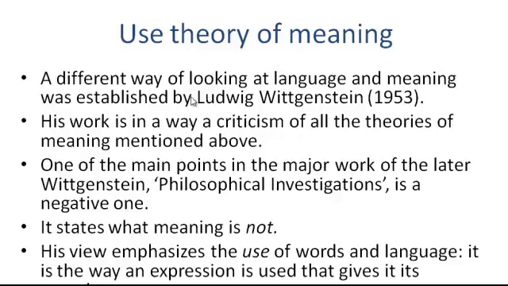Because of these problems, another theory was proposed, so that at least we can have a theory that may be representative of what actually happens when one is trying to arrive at the meaning of something. So a different way of looking at language and meaning was established by Ludwig Wittgenstein in 1953. His work is in a way a criticism of all the theories of meaning that we have discussed so far. One of the main points in his major work, Philosophical Investigations, is a negative one. It states what meaning is not.